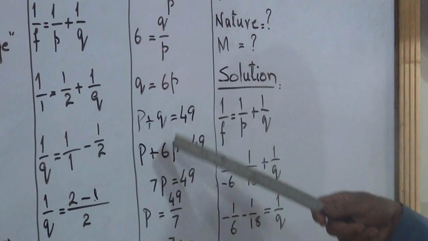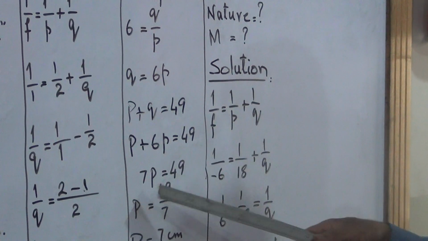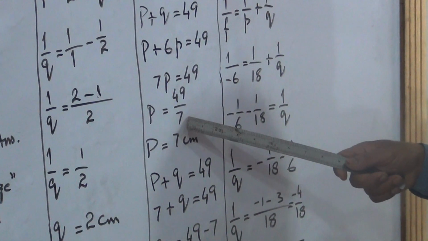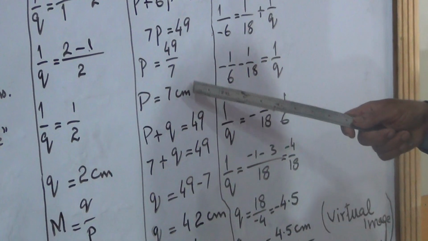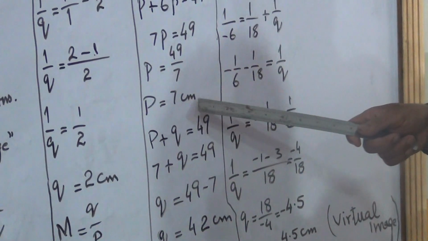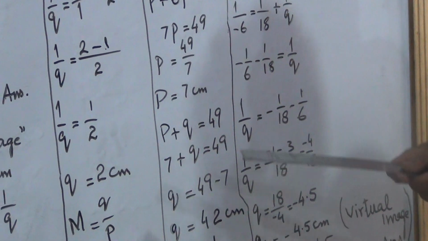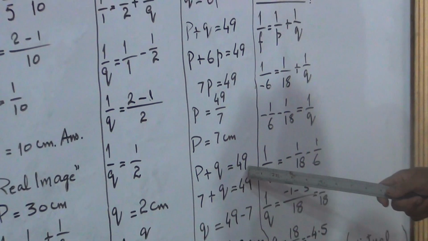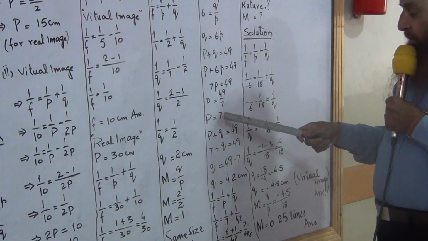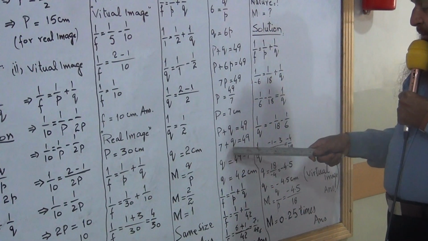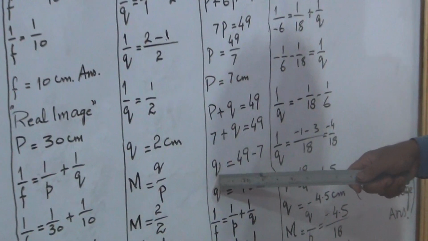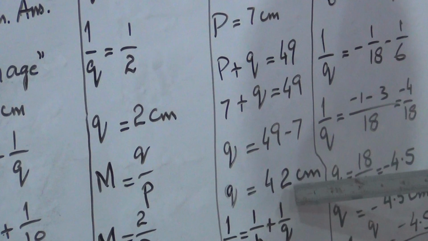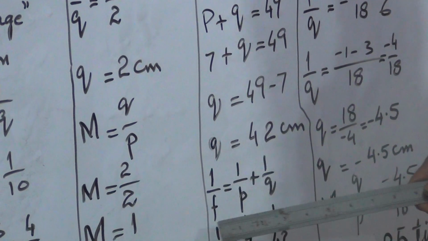P plus 6P is equal to 49 and 7P is equal to 49 and P is equal to 49 upon 7, that is 7 centimeter. So the value of P is 7 centimeter. Again we will apply this equation that P plus Q is equal to 49. The value of P is 7, we will put here 7. 7 plus Q is equal to 49 and Q is equal to 49 minus 7. Q is 42 centimeter.